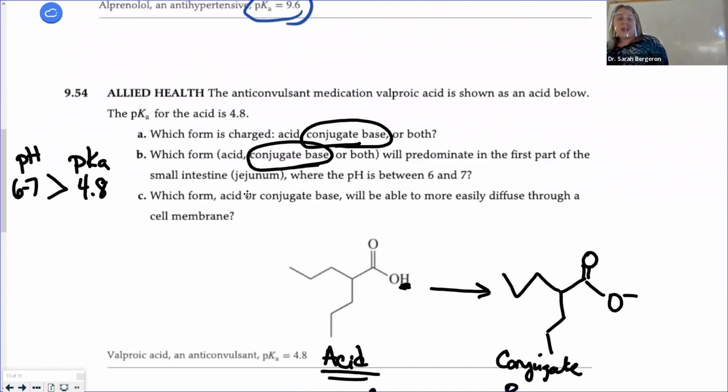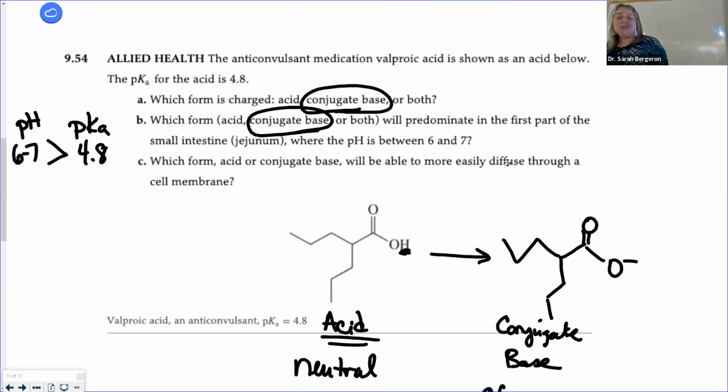Which form, acid or conjugate base, will be able to more easily diffuse through a cell membrane? More easily diffuse, is that charged or neutral?